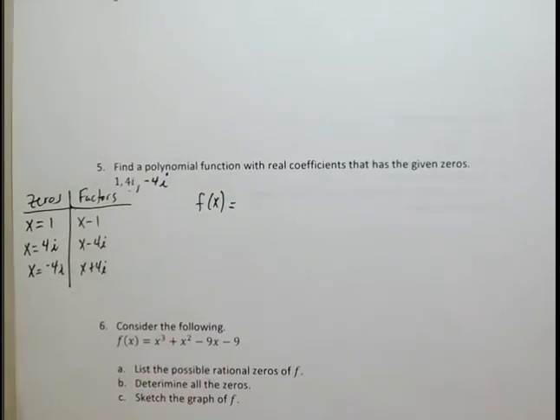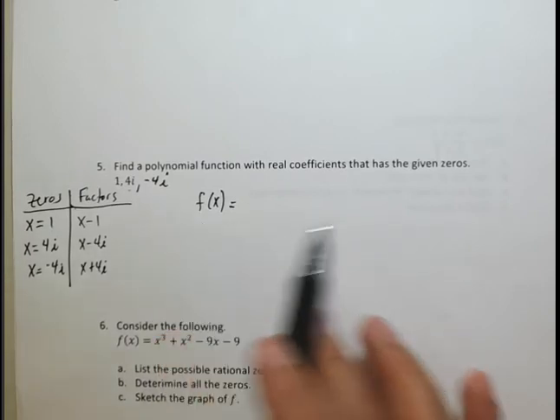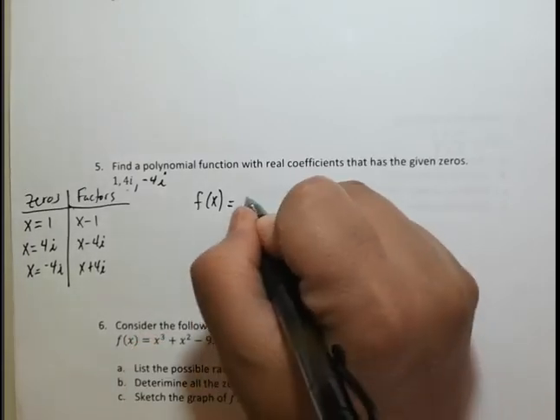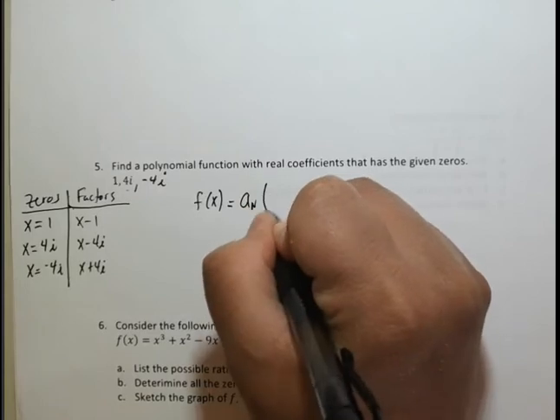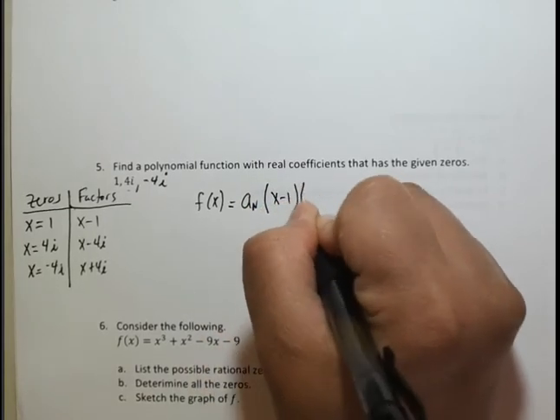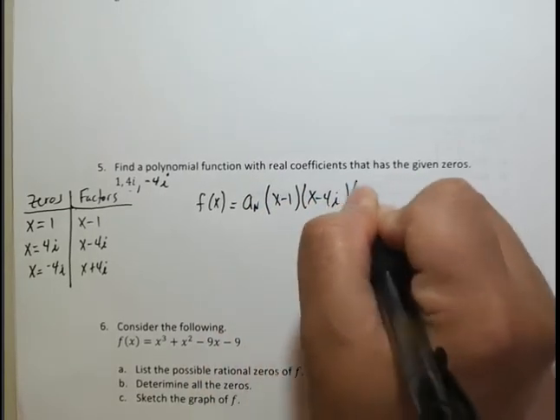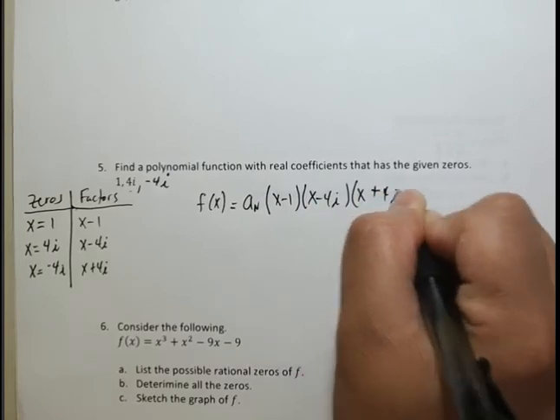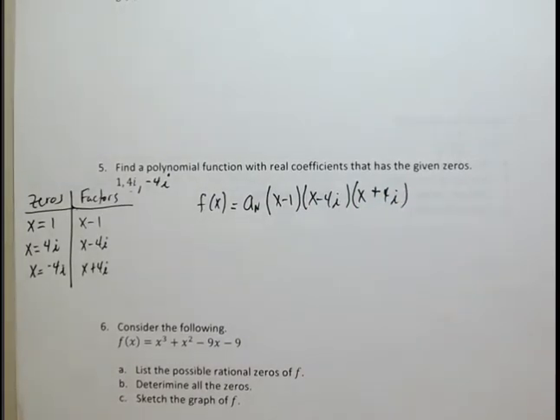So we're going to have some polynomial. You can call it f, g, h, whatever you want to call it. It's going to have a leading coefficient. And then I'm going to write down my factors here. So we multiply it out.